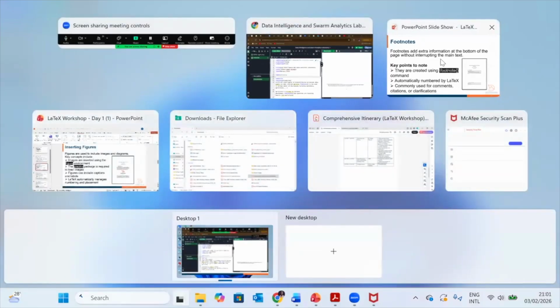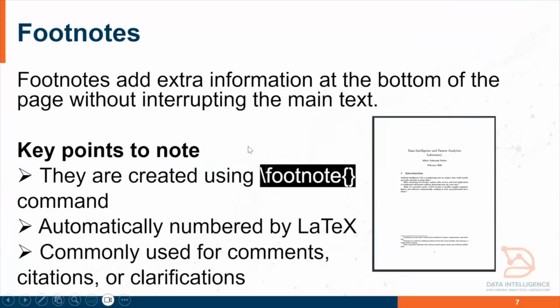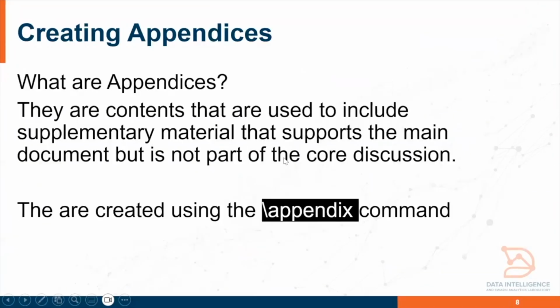And okay, we have it here. So we are done with footnotes. Our next slide has to do with creating appendices. Appendices are also very key when it comes to thesis writing, because these contents are usually extra content that you want to use to support your main body, but you don't want to include it in your core discussion. So you push those to the appendices.